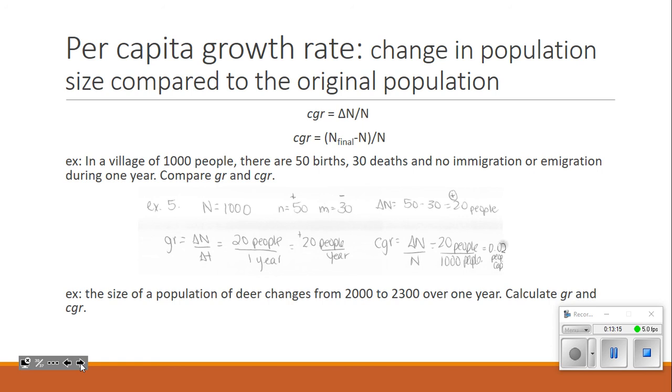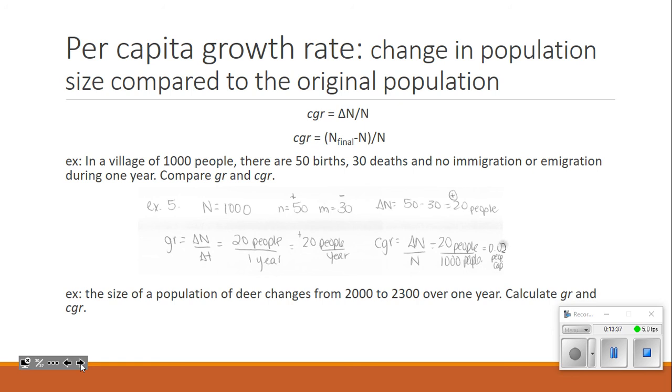That's the change. Notice I didn't say that was my final population size. That was the change. That's how many people the population changed by. So in this example, I calculated the change in population not with final minus initial, but with that first strategy.